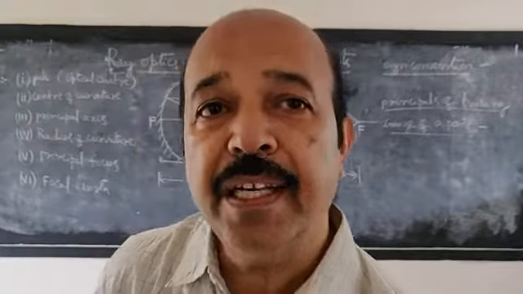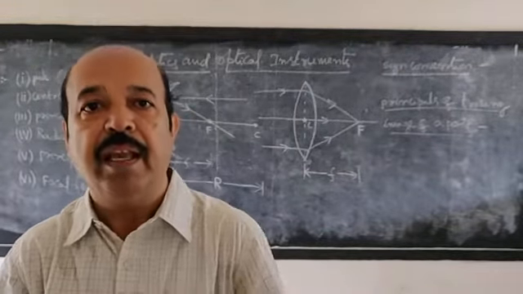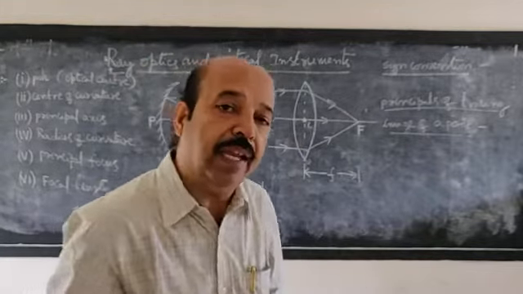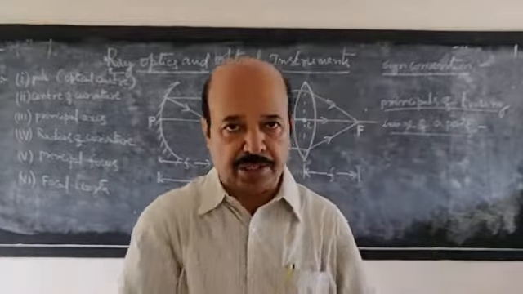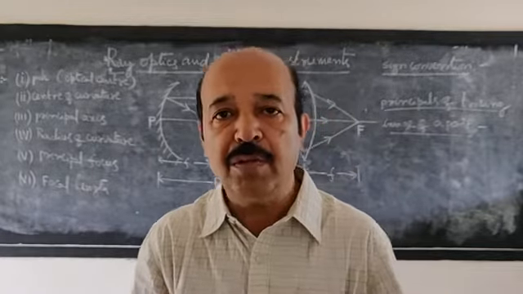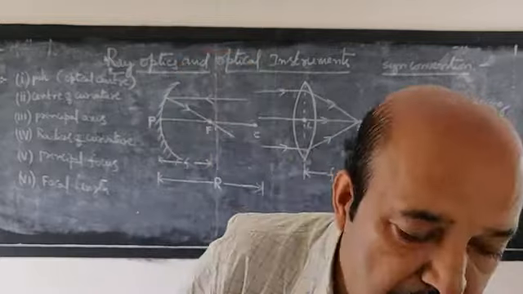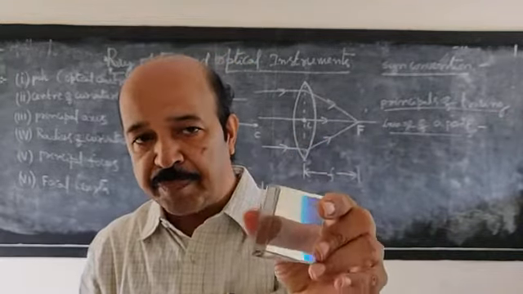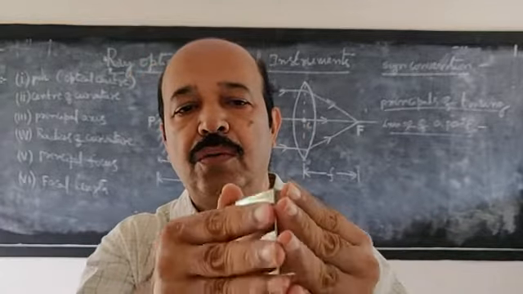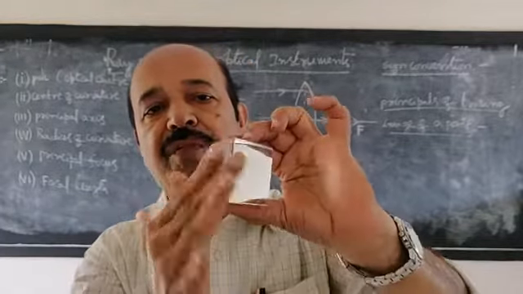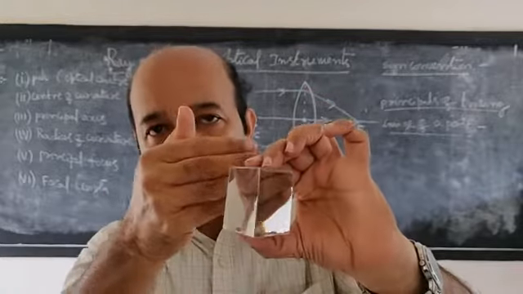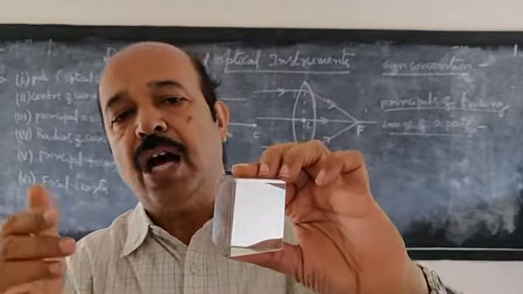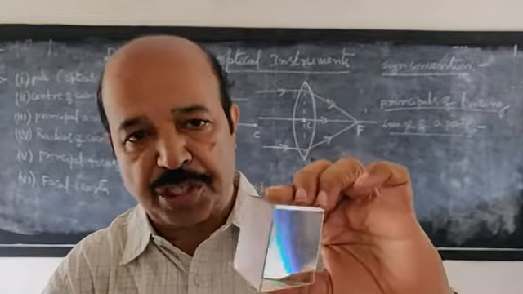So what is the difference between a lens and a mirror? A mirror forms an image by the reflection process, and a lens forms an image by refraction. We are going to study about these optical instruments, and also about how the image is formed by a prism. A prism will have two inclined surfaces. These are the refracting surfaces, and one is the base. We are going to study how this forms an image by refraction.